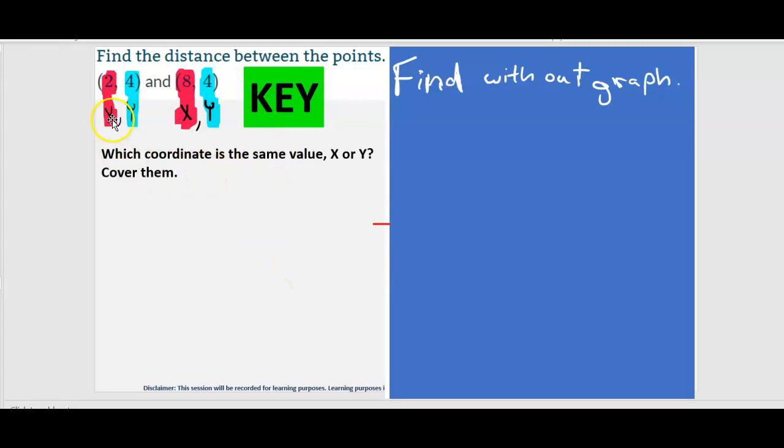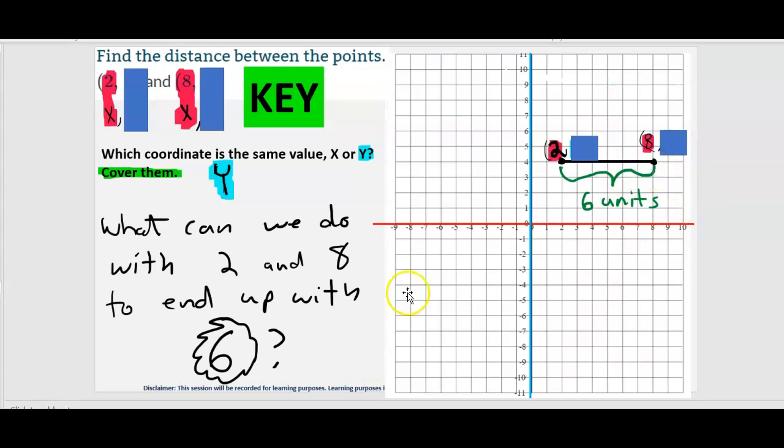First step. Which ones are the same? The x's or the y's? That's right, the y's are the same. Cover them up. They don't help us. How about the 2 and the 8? What do you do with 2 and 8 to end up with 6? You can't do 2 minus 8, Mr. Hoffman. Okay, well then do 8 minus 2. Do you get 6? Yep, you sure do.